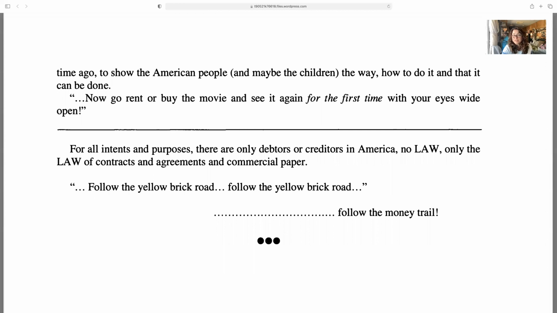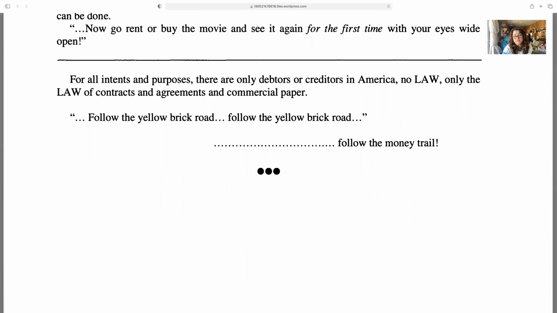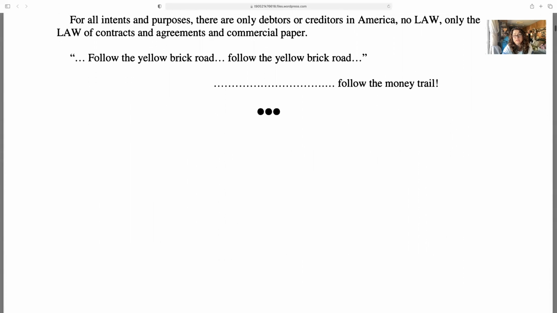That's like getting on an airplane and seeing that Earth is flat. For all intents and purposes, there are only debtors or creditors in America. No law, only the law of contracts and agreements and commercial paper. Whoa. Follow the Yellow Brick Road, follow the Yellow Brick Road, follow the money trail. Yikes. That's true.